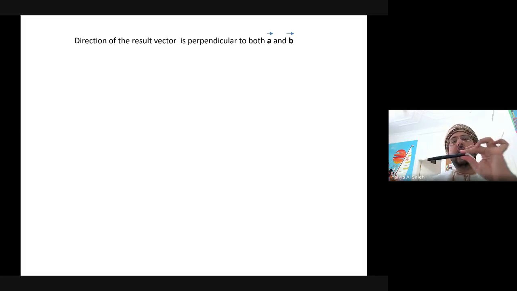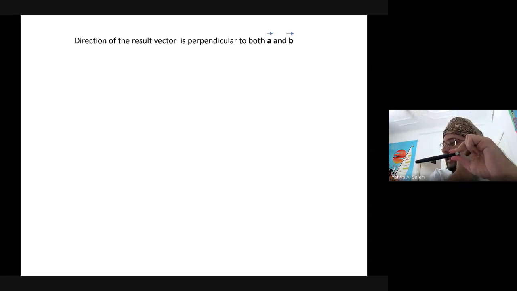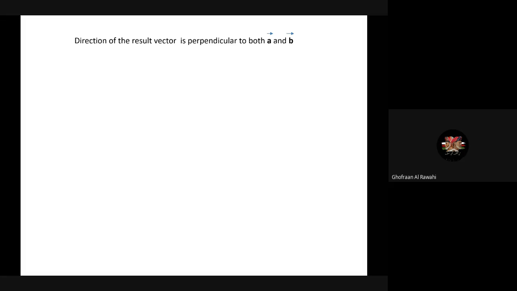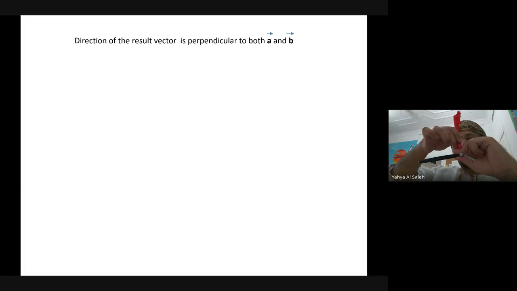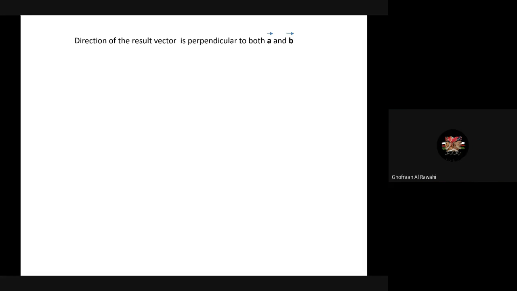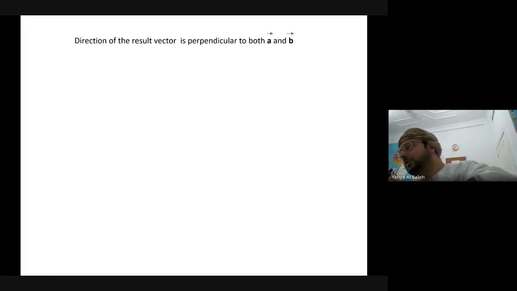Now the rule we said, the resulting vector needs to be perpendicular to both A and to B. So in which direction will vector C be? Up or down? It can be up or it can be down. Yes. So that's a problem. How do we choose? Up or down?